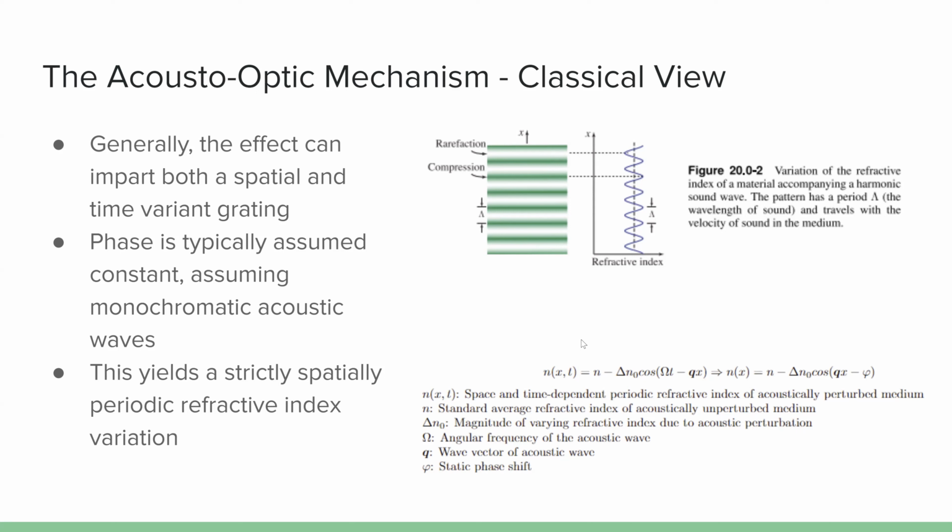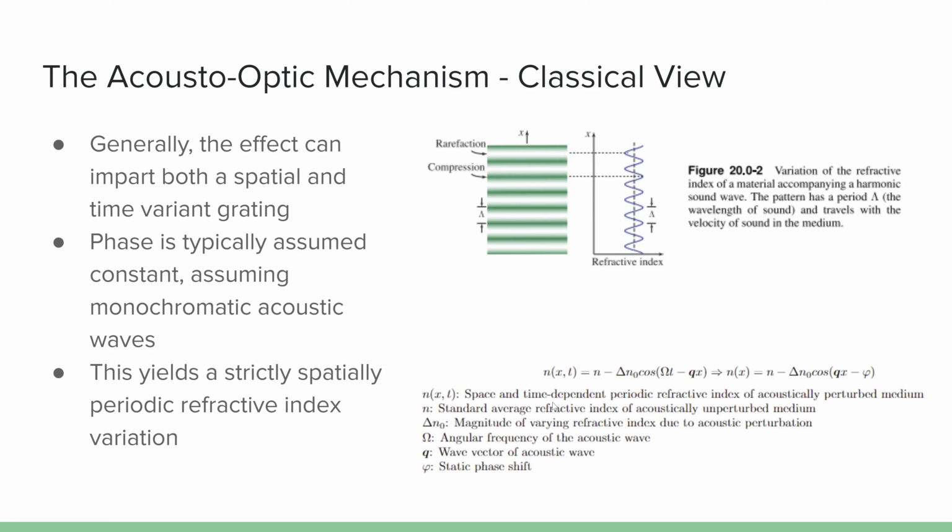However, the neat thing is that aside from some very, very niche applications of this acousto-optic effect, you will not really be varying the phase of your acoustic beam. And so what you can consider here is that this whole time term basically stagnates. And then you can rewrite the variation in the refractive index as a purely spatial variation, as is denoted here.